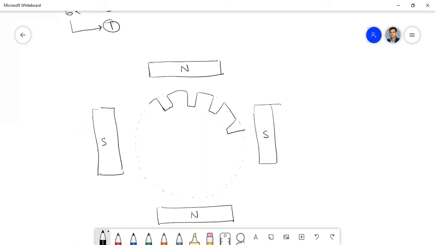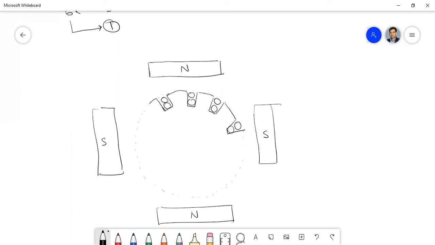Like this. So it's very difficult to draw on this type of board which I am using for this whiteboard. Therefore, I'm facing the problem.